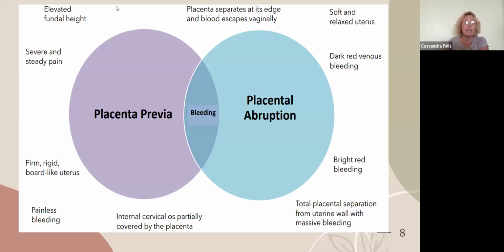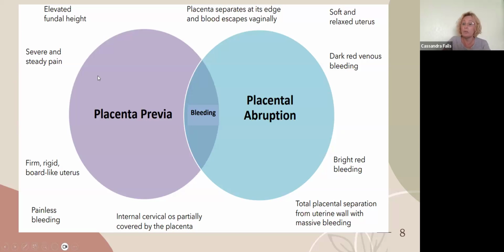You just wait on the body to naturally contract, and sometimes we'll even say, "Give me a little push," and when they do, they'll push that placenta out. Okay, so we'll go back to our slide and talk a little more about it.